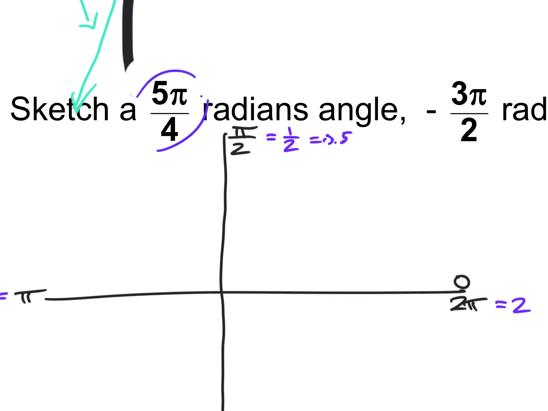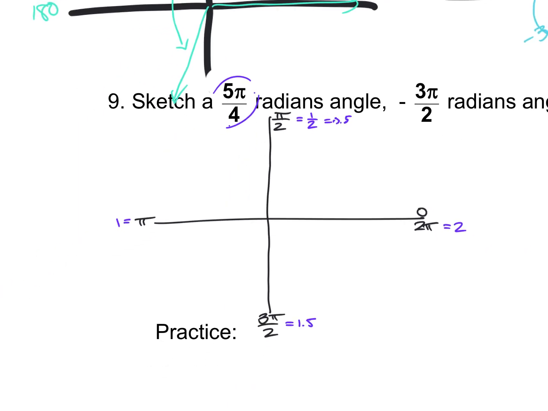All right, so when I am asked to graph 5 pi over 4, I draw my initial side. Same place I always do. 5 over 4. Where does that fit in terms of these numbers that I've written around here? 5/4 is about 1.25. So where does that fit?